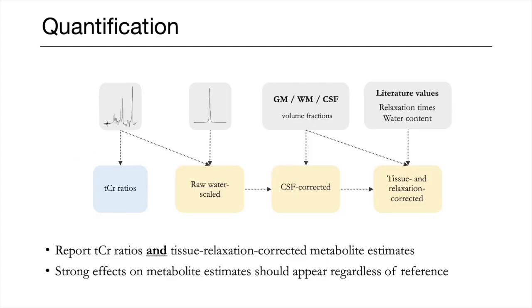Because there are essentially two recommended ways of reporting metabolite levels. First, by scaling them against the internal signal from total creatine, and second, by scaling them against the water reference signal, but different tissue types will have different water content and different water relaxation, so by knowing how much gray matter, white matter, and CSF are in the voxel, we can apply appropriate corrections using literature values. My recommendation is to report both whenever you can. If you see a strong effect in your metabolite regardless of the reference compound, that is good evidence that the effect is real and not just an effect of the reference signal changing.